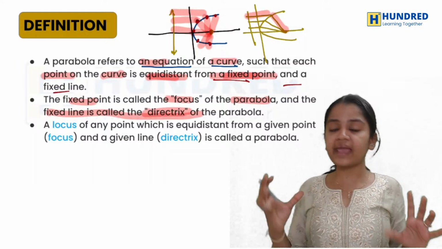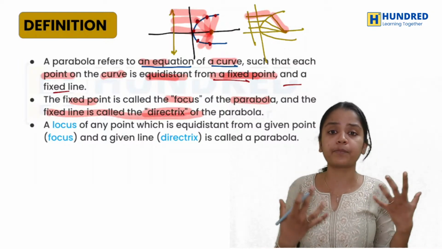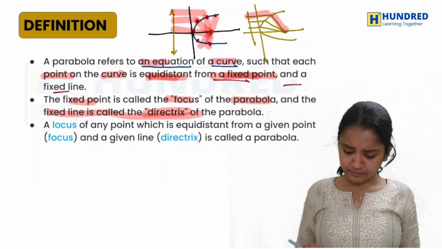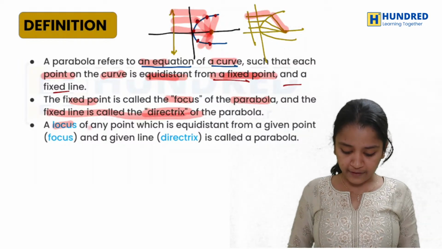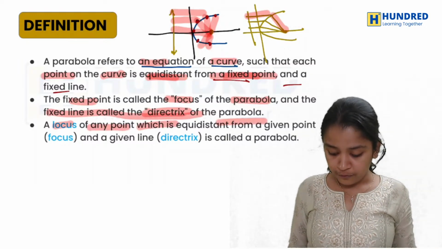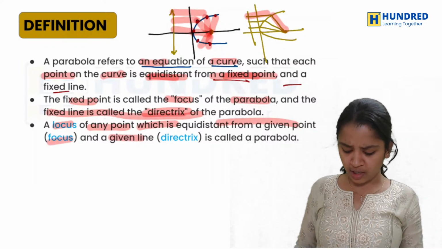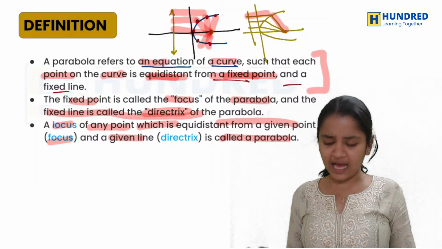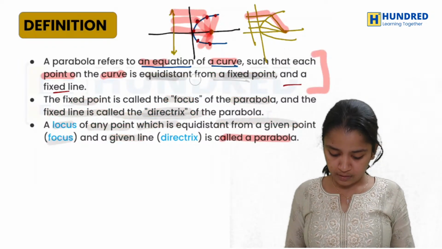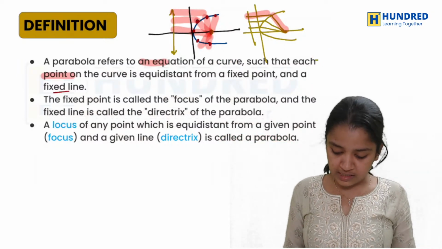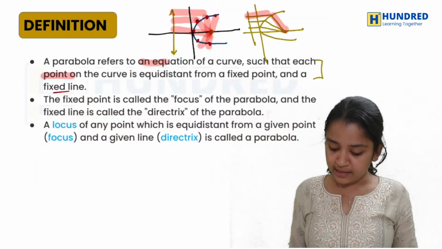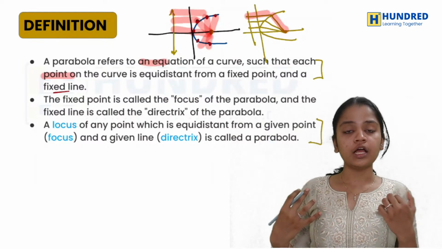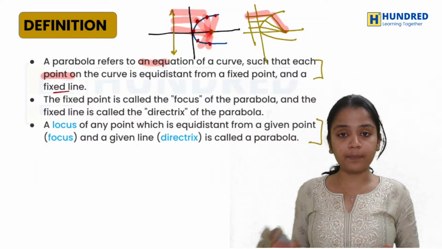This is the main definition, or you can call it the main property, of a parabola. Generally, the locus of any point which is equidistant from a given point and a given line is called a parabola. Here they have given it as a raw definition, and this is the compact, proper definition which you can have for a parabola. So this is what a parabola is.